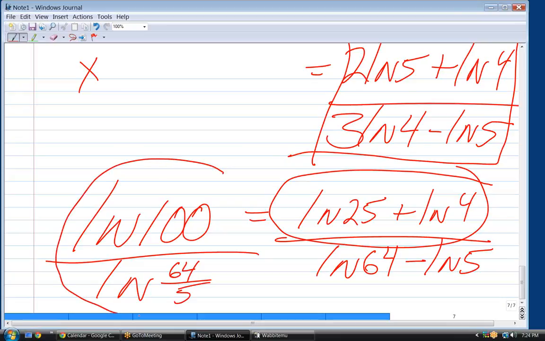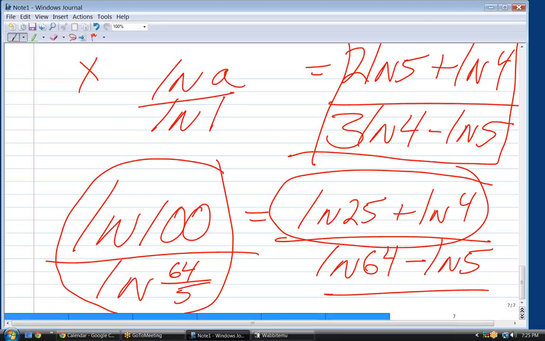Now, that's as far as I can simplify it. Notice that I cannot apply my log rules anymore. It only turns into division if you start with subtraction. If I start with natural log of 64 minus natural log of 5, then I can turn that into a quotient, a single natural log of 64 divided by 5. When I have natural log of some number divided by natural log of some different number, I can't simplify that.